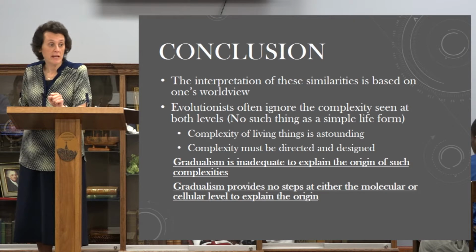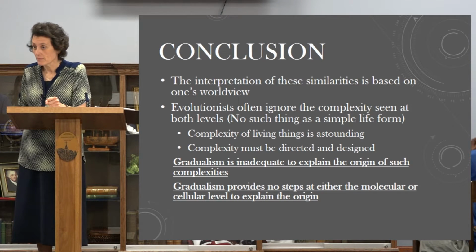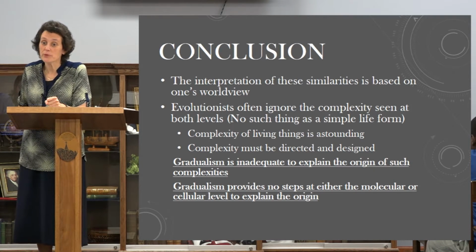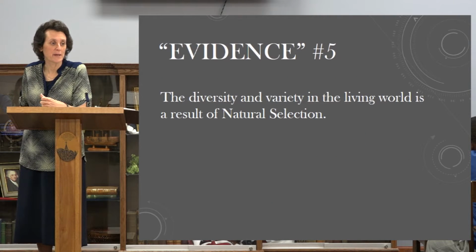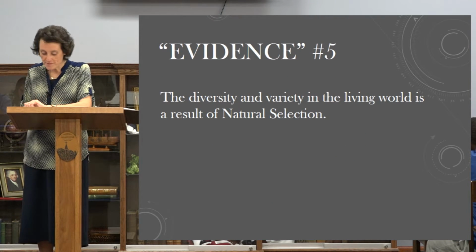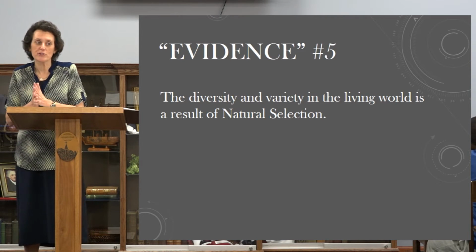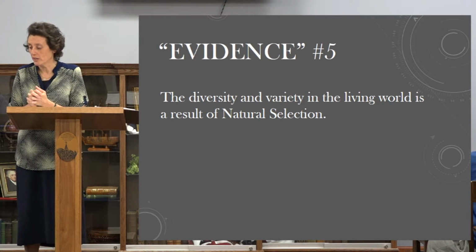We can show similarities. We can't explain origins. Okay? And similarity does not prove common ancestry. Remember, science cannot answer why. And it's even having a real hard time with how. Okay? So we can't explain complexity. Evidence number 5 is very similar to evidence number 4.